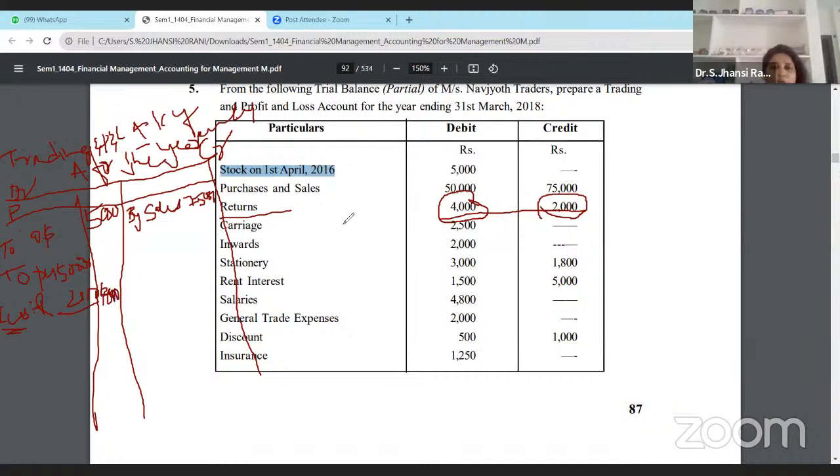Now again we have sales returns also. Sales return means debit column. So here also again less sales return, that is returns, and the amount is 4,000. And the amount comes to 71,000. That we will write in the outer column.